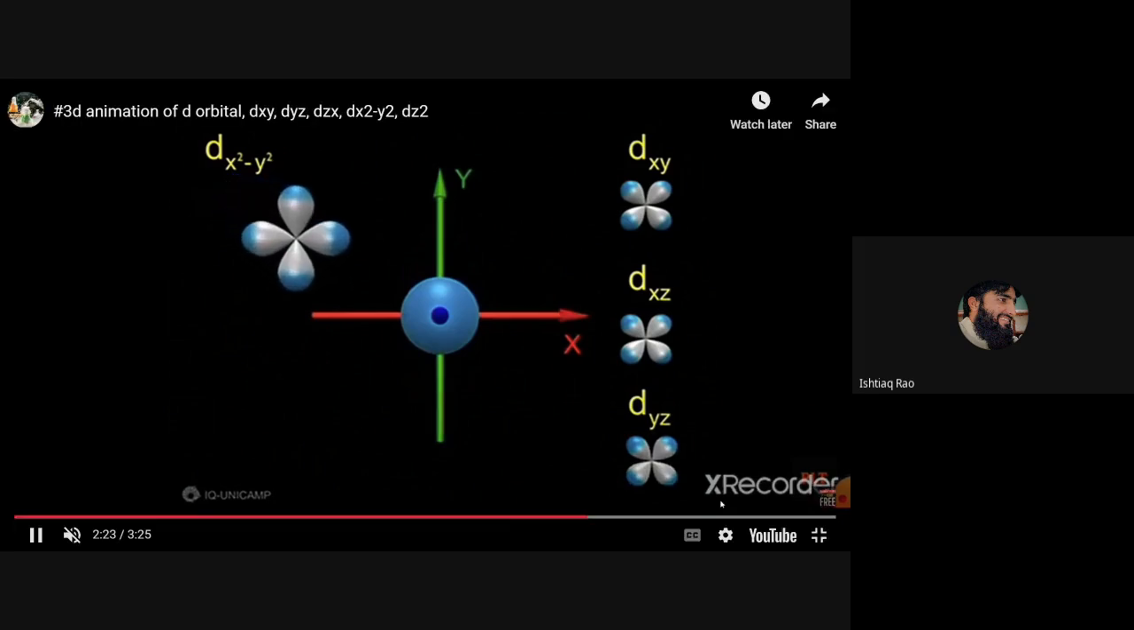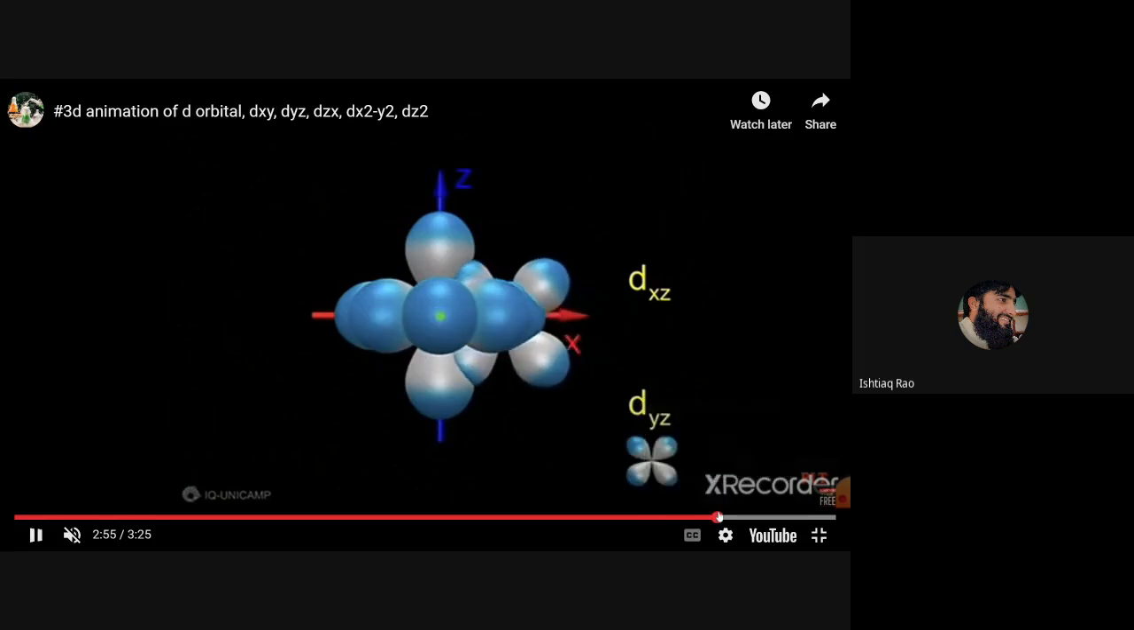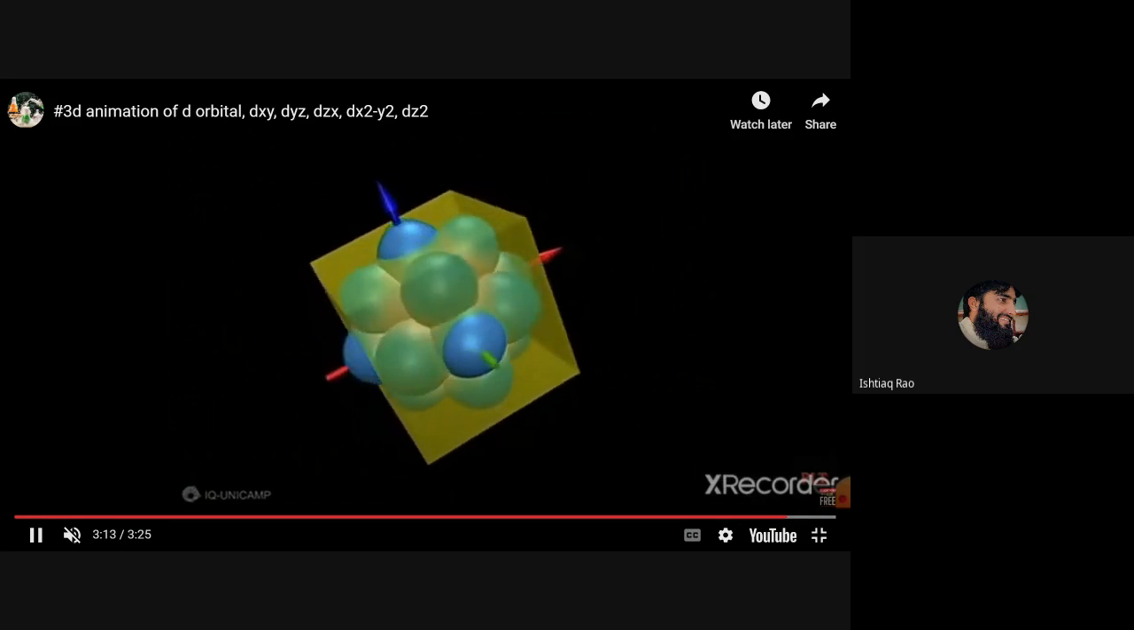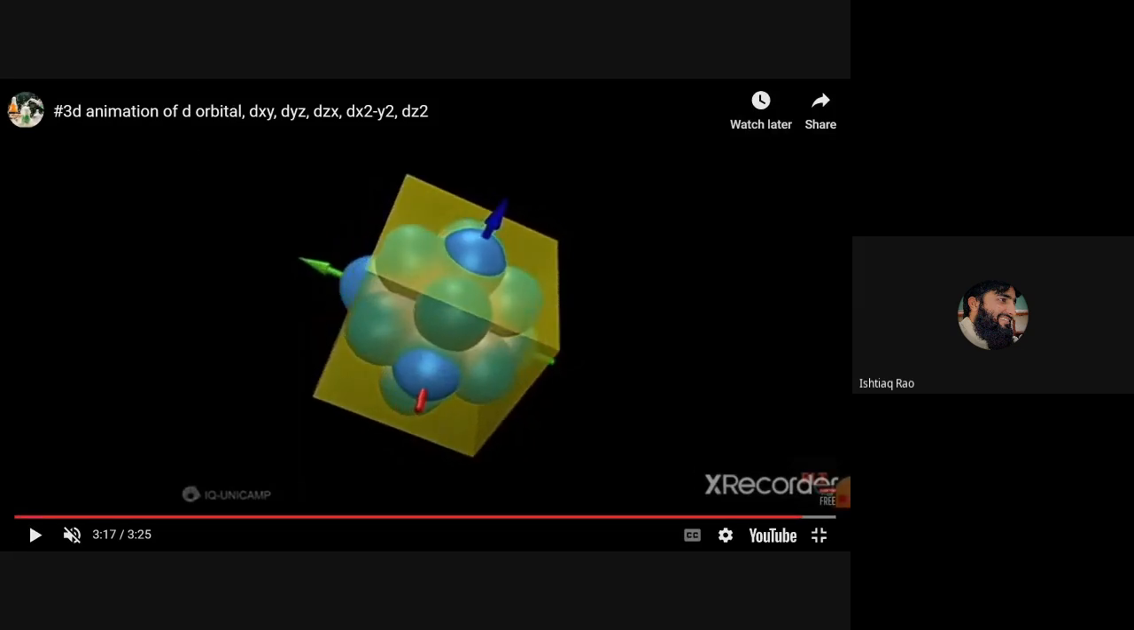So you need to know how many orbitals there are and how to draw them. We cannot draw all of this in the notebook because it is complex. Individually, the examiner would be asking you to draw dxy, dyz, dzx, dx square y square, and dz square. So you must know this, okay?